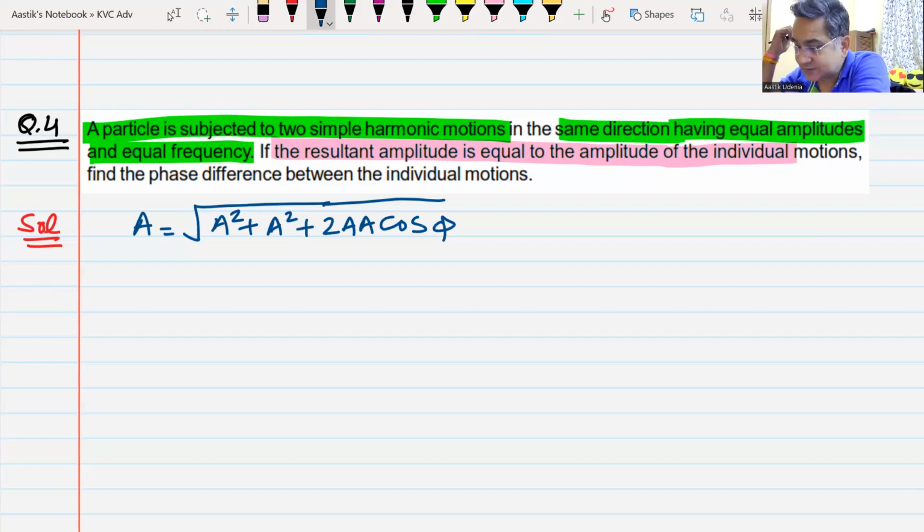Do we understand this? Yes, sir. You can solve this equation and get the value of cos of phi. What is the value of cos of phi you are getting? Cos of phi by 2 I got, sir. Cos of phi by 2 equals plus or minus 1 by root 2.